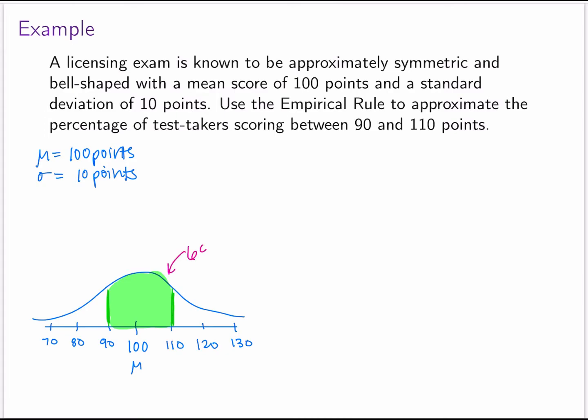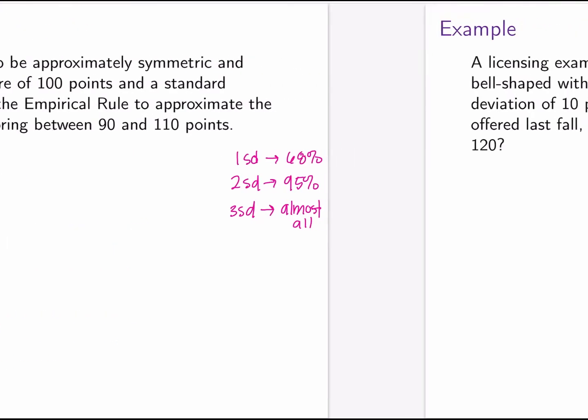That's our 68%. Remember, our empirical rule says one standard deviation is the 68%. Within two standard deviations is the 95%. And within three standard deviations, you have almost everything. So here I'm within one standard deviation up and one standard deviation down. So that's about 68% of the test takers. Okay. All right, so let's look at another one.